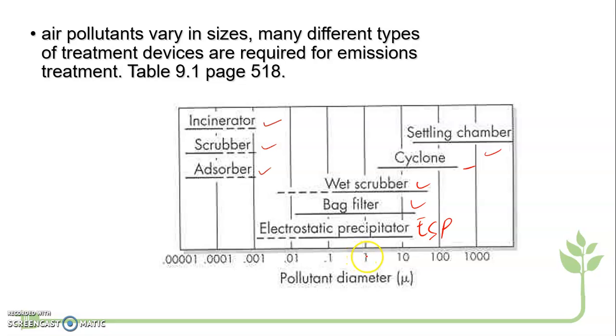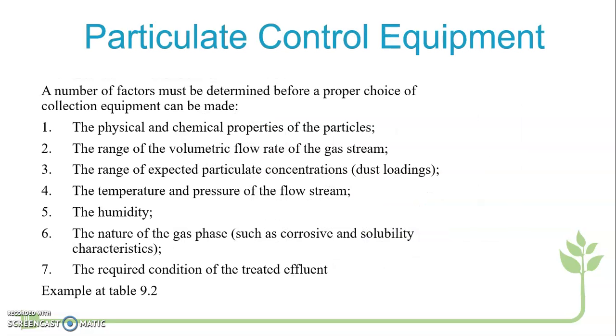In this case, the pollutant is the particles, right? So you need to know the size of your pollutant in order to choose which treatment you are going to use to treat your air pollution. For particulate control equipment, you can refer to textbook table 9.2, page 520, on the factors that need to be determined in order to choose a proper equipment to treat your air pollution.